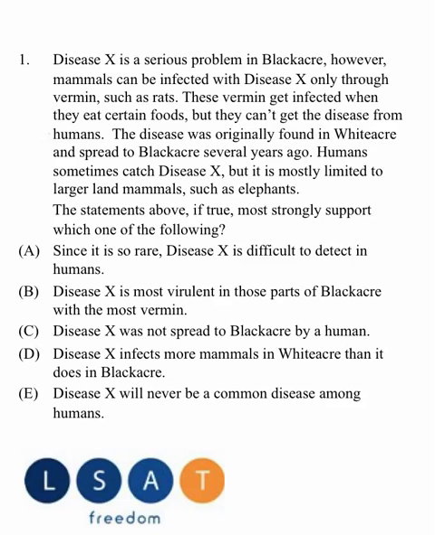Disease X is a serious problem in Blackacre. However, mammals can be infected with disease X only through vermin such as rats. These vermin get infected when they eat certain foods, but they can't get the disease from humans. The disease was originally found in Whiteacre and spread to Blackacre several years ago. Humans sometimes catch disease X, but it is mostly limited to larger land mammals such as elephants. The statements above, if true, most strongly support which one of the following?